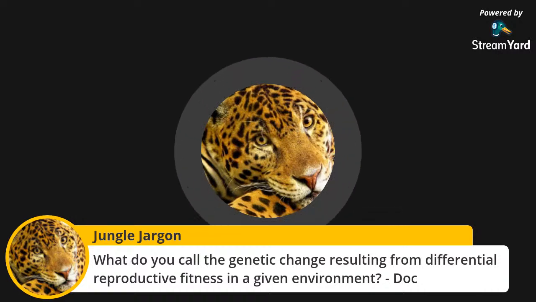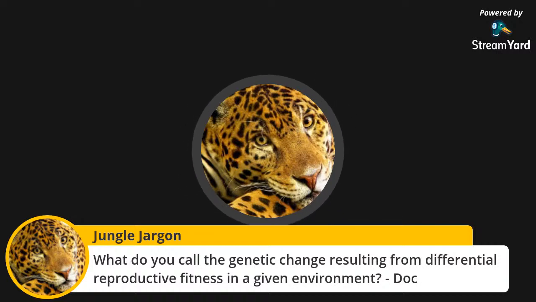So the question again is, what do you call the genetic change resulting from differential reproductive fitness in a given environment? That's a little bit complicated because there's more than one thing involved in what he's asking. The genetic change resulting from differential fitness, it'd be like genetic drift, I think is what the answer is.